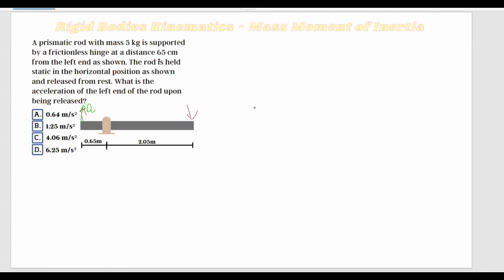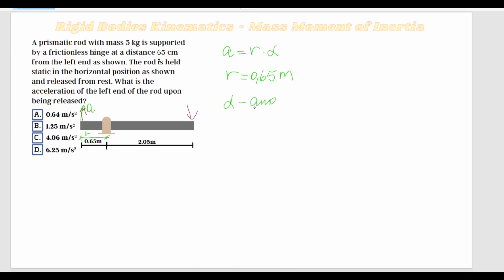So I would like to come back here and write down that A is equal to R multiplied by alpha. R in a circular motion equals the radius. In our case, R is the distance from the hinge to this end. This is the R. This is because we are asked to calculate the acceleration of the left end. So R is going to be equal to 0.65 meters.